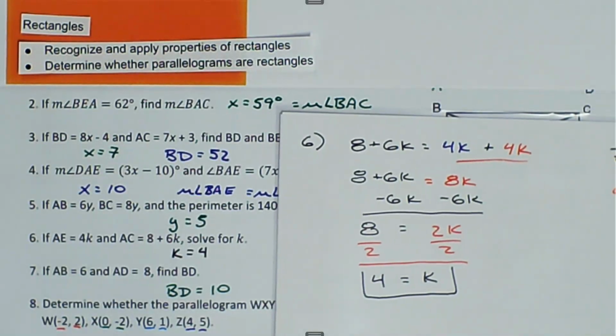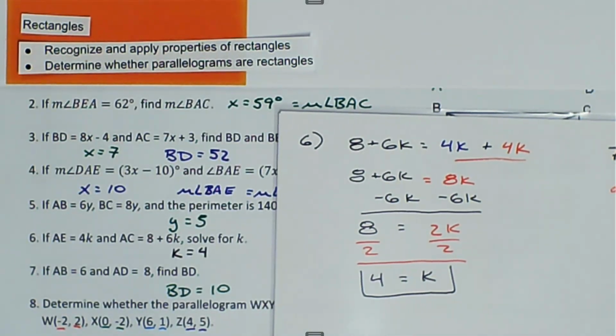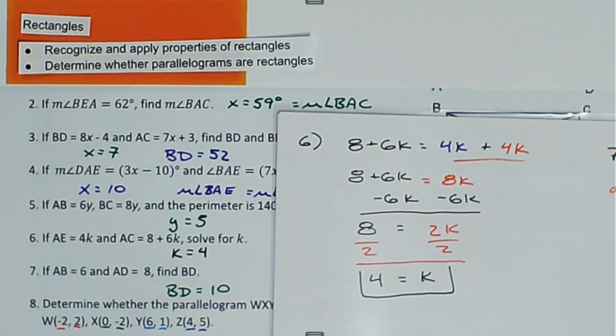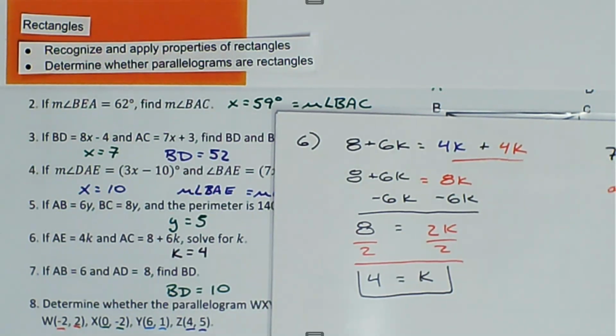For number 6, we can get our like terms together. 4K and 4K is 8K. Subtract 6K from both sides, so we get 8 is equal to 2K. Divide by 2, and we get K is equal to 4.